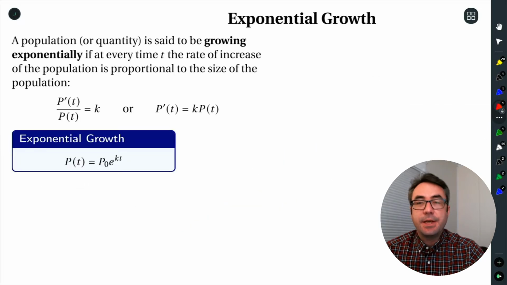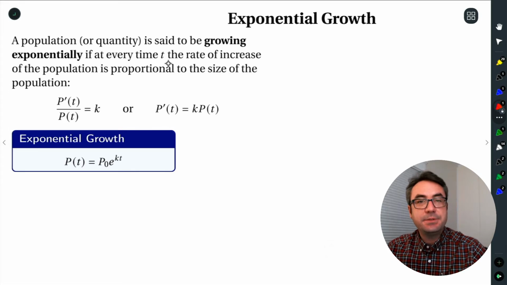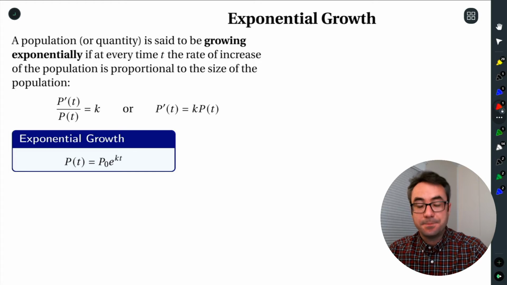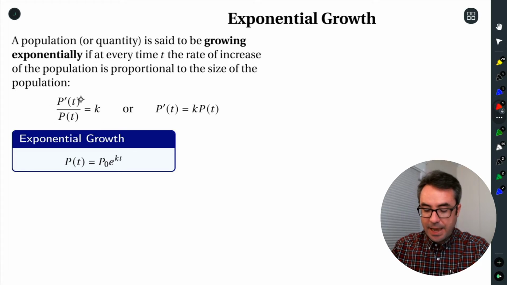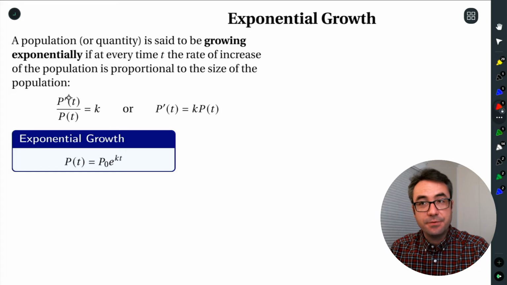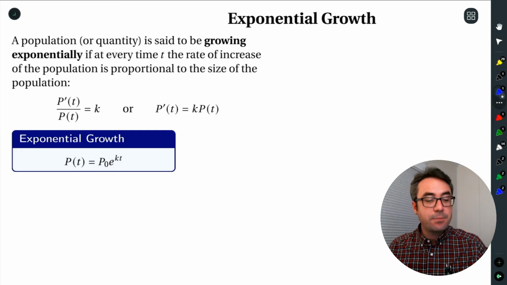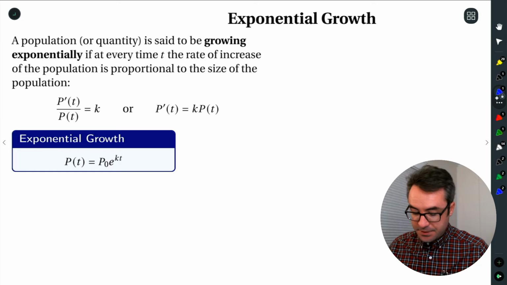So we say that a population or quantity is growing exponentially if at every time t, the rate of increase of that population is proportional to the size of the population. And that's what we're seeing in that motivating example. So what is actually happening here with exponential growth? Well, the rate of increase, the rate that our population has increased, that's the derivative, is proportional to the size of our population. So that's what we're seeing here. The derivative, p prime, represents the rate of increase.